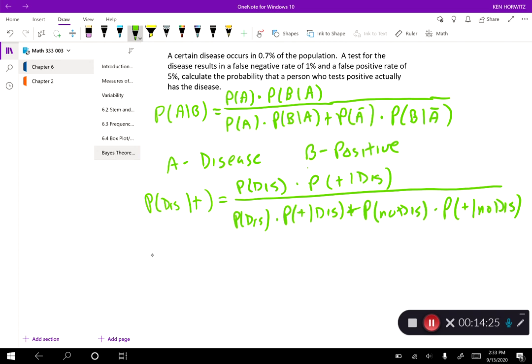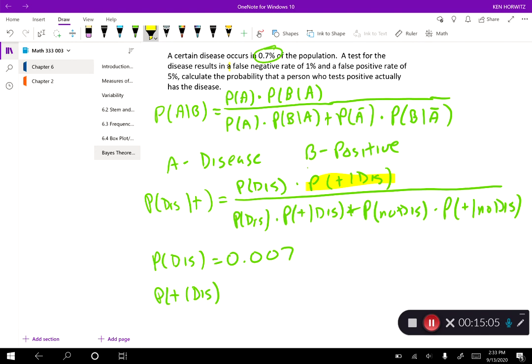So for example, the probability of being sick or having the disease, we said was 0.7%. Now we can't keep it as a percent, we have to put it into a decimal. So 0.007. Now we also need the probability of testing positive given that we're sick, right? That's the next piece that we need. That's this piece over here. So how are we going to do that?